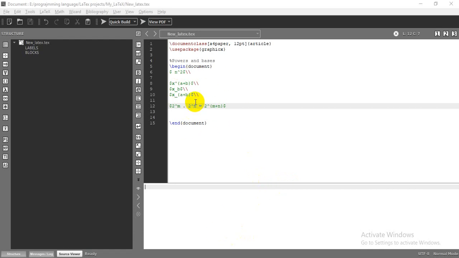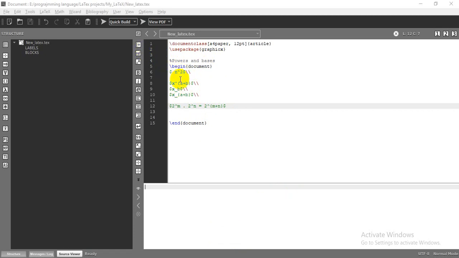Hello everyone, in this tutorial we're going to study how to write powers and bases in LaTeX programming. When you want to write powers, always use this sign, and make sure that when you write powers and bases they are in math mode.